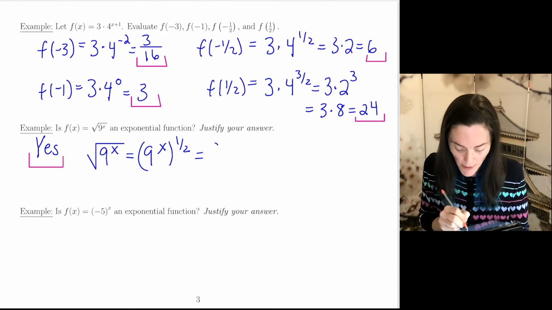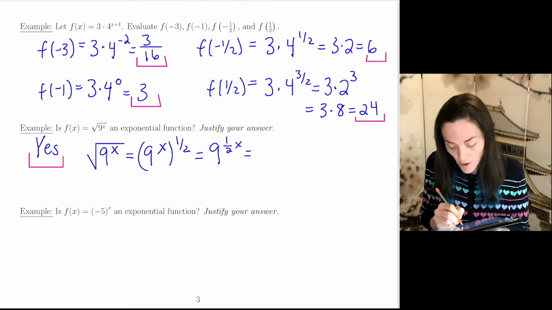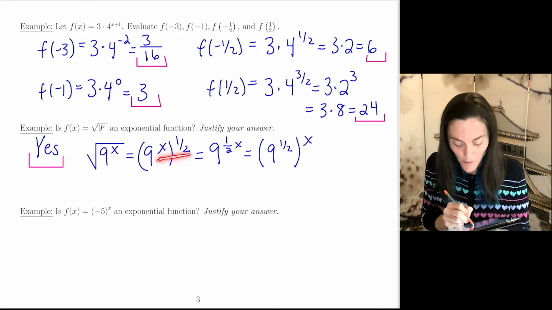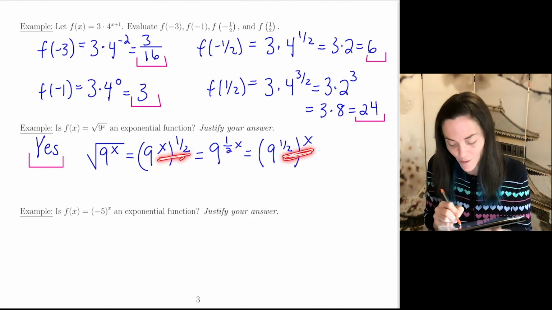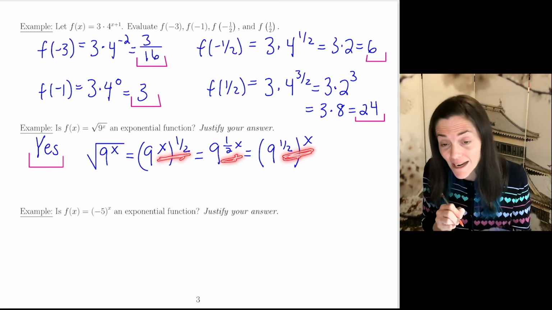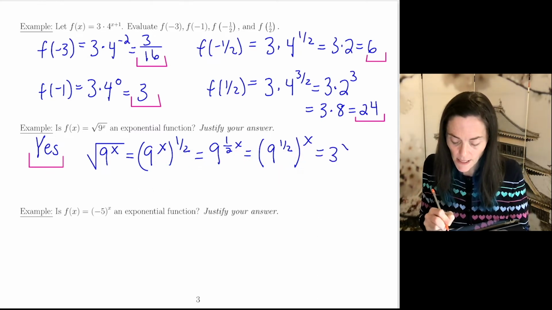So this is, maybe I'll do this in 2 steps, 9 to the 1/2 times x. But I can also write this as 9 to the 1/2 to the x. Right? Power to a power we multiply. These are both equal to just 9 to the 1/2 times x. But writing it this way, 9 to the 1/2 is 3. So this is 3 to the x.